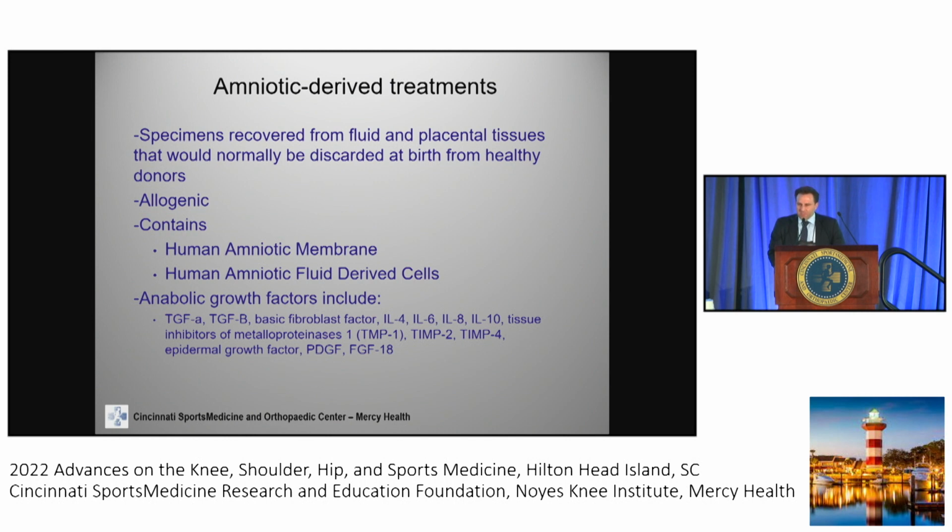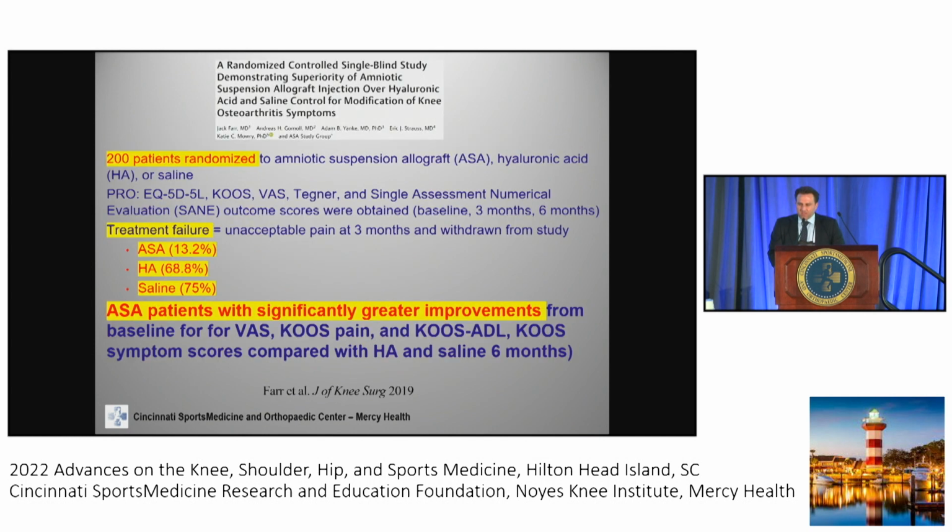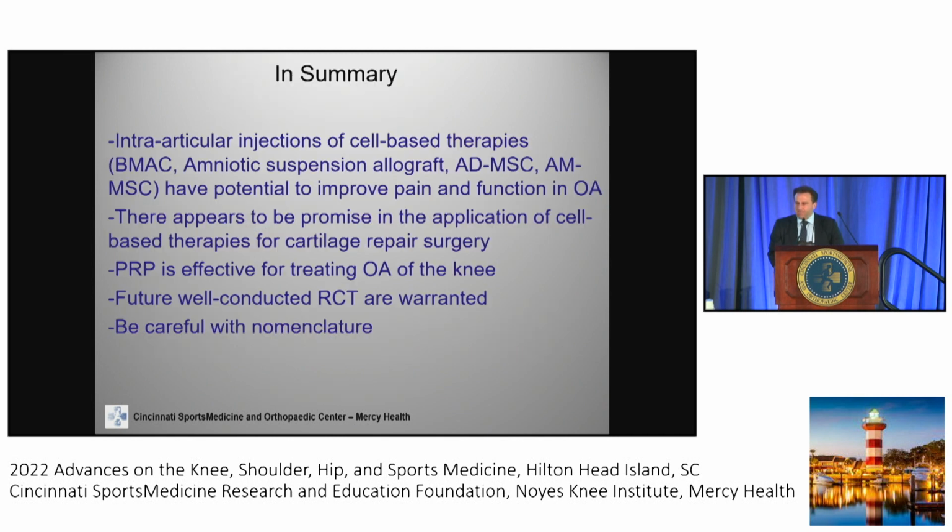We're going to shift focus lastly to amniotic products. Just for the sake of time, I'm going to go a little faster here. This is human amniotic membrane. This is a randomized control trial led by Jack Farr, Andreas Gomoll, and Adam Yanke. They had this amniotic suspension, and they compared it to hyaluronic acid as well as saline. They found greater improvements with the amniotic suspension at 6 months compared to the saline as well as the HA. So there may be a role for amniotic products.